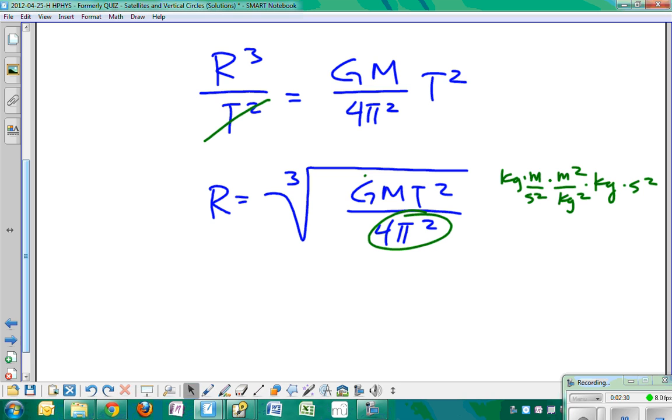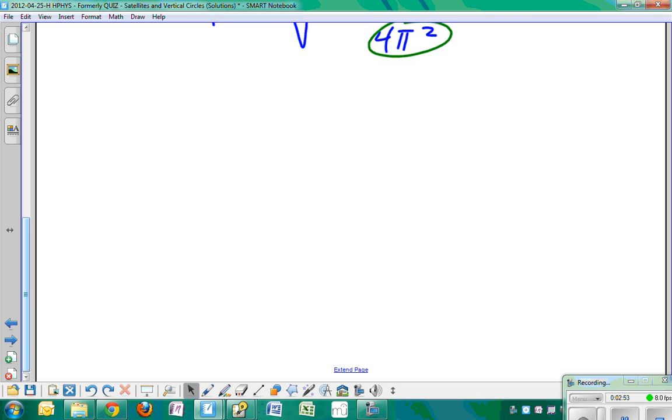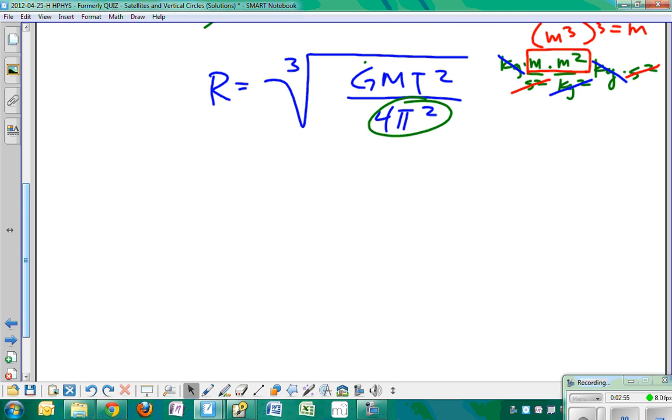So let's run this through. Kilograms squared on the bottom, get rid of kilogram on the top. We have seconds squared, canceling seconds squared, so we end up with meters squared, and when we take that to the 1/3 power, we're going to get meters. All right, we're in good shape dimensionally, so at least this has the correct shape. Now all we have to do is put all the correct values in for each of those things, and we should be in good shape.